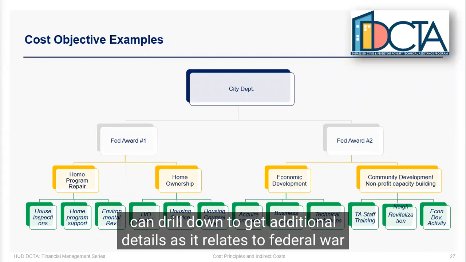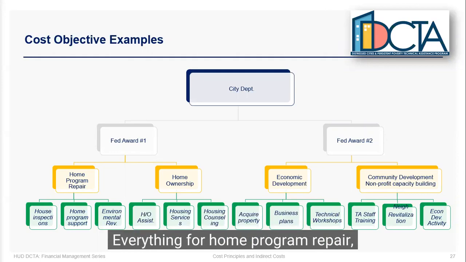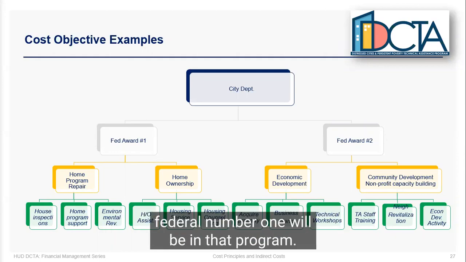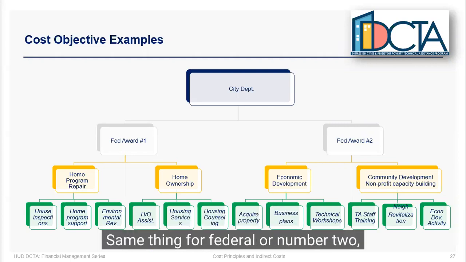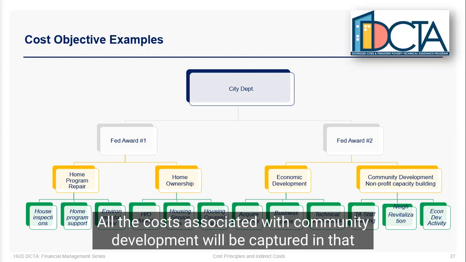As it relates to federal award number one, what's the cost for the home program repair? Everything for home program repair, federal award number one, will be in that program. Same thing for federal award number two. What is the cost for community development, nonprofit capacity building? All the costs associated with community development will be captured in that cost objective.